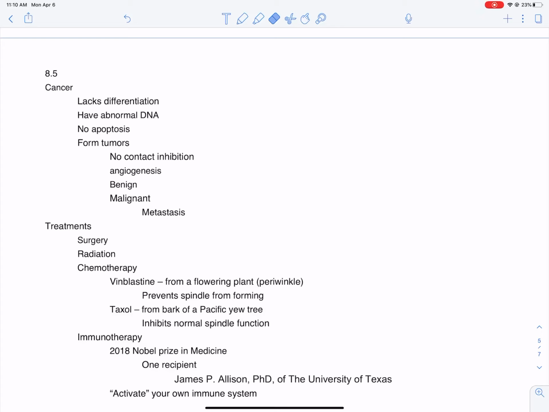I would like to finish up on cancer. This is covering 8.5.